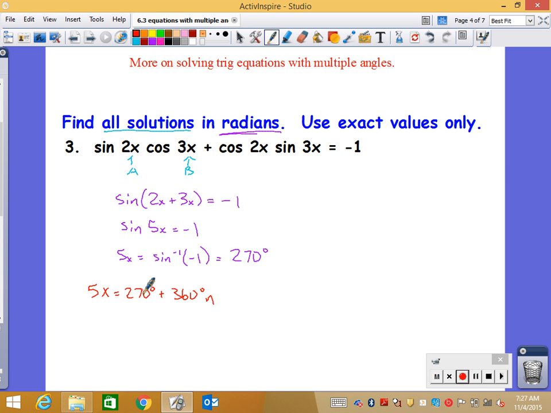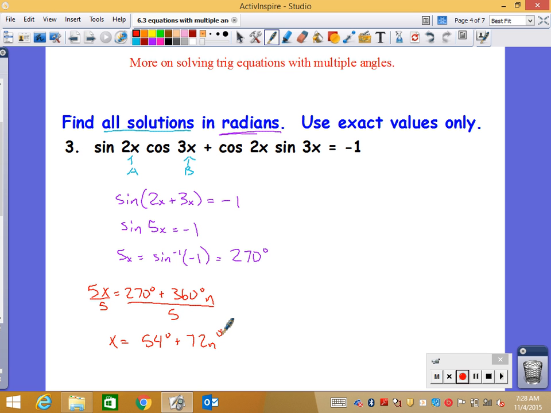That's 2 times around the circle. And then let n be 3. That's 3 more circles. Let n be 4. That's 4 more circles around. So it incorporates going around the circle an infinite number of times. I just let n be 1, then 2, then 3, then 4, then 5. And from here I divide everything by 5. So I end up getting x is equal to 54 degrees plus 72 n degrees. So this is my all solutions in degrees.